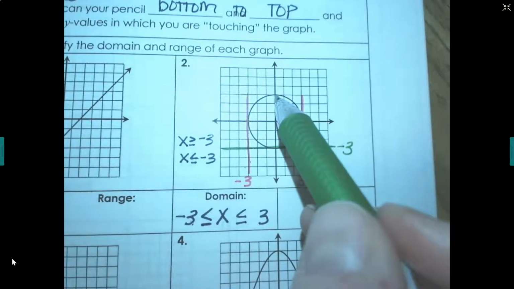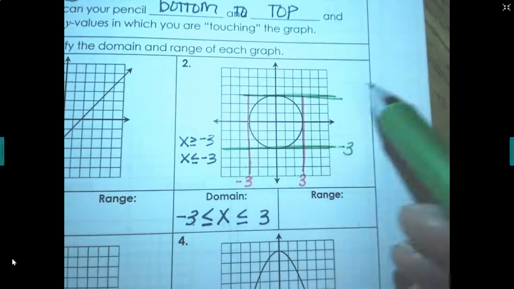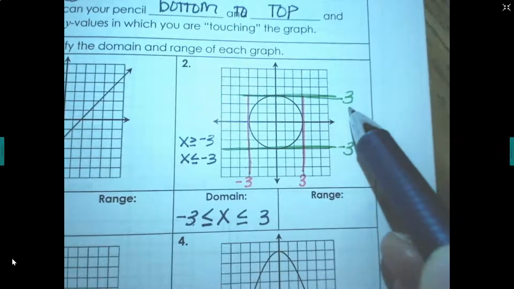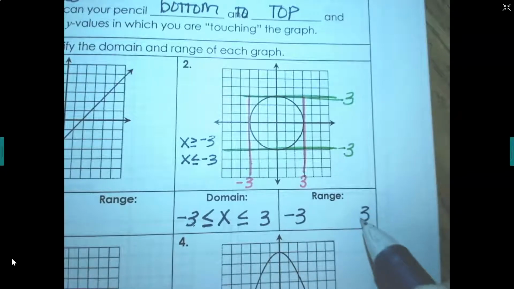And then I have a very top of my graph. It doesn't go on forever and ever. I just have a top of my graph that does not go past +3. So now these numbers just happen to match this time. It's not always like that. So my range, remember we want the smallest number to the biggest number. So it's -3 to +3.